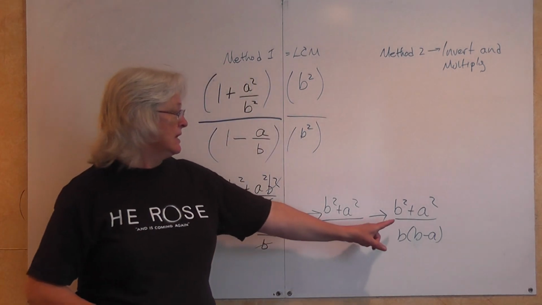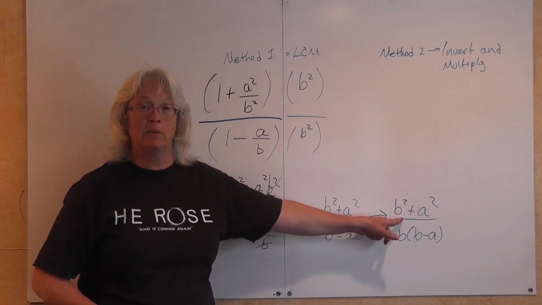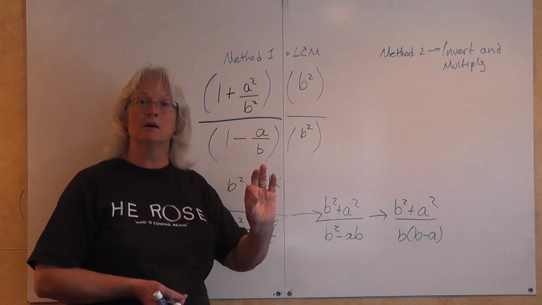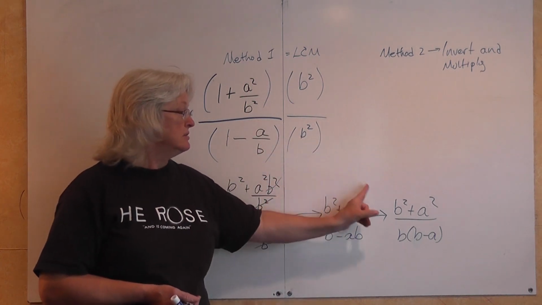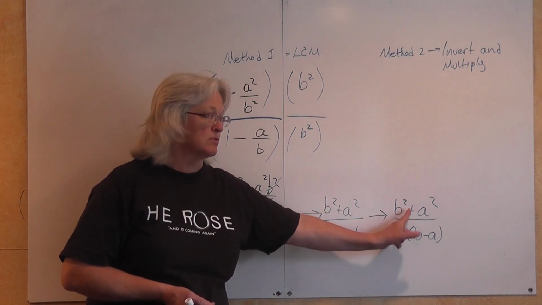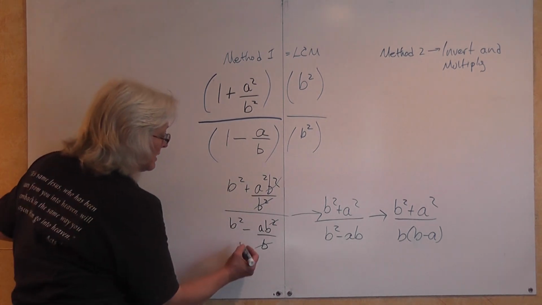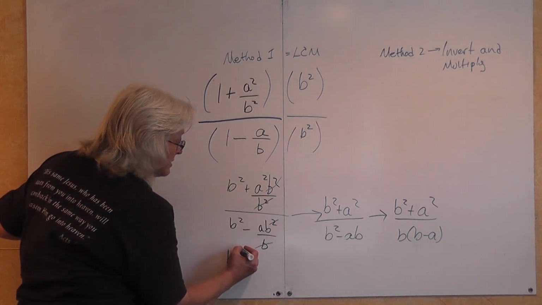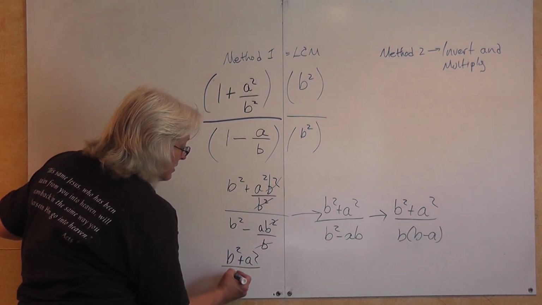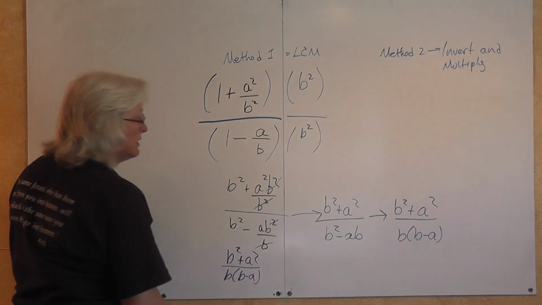Now you might be saying, you didn't factor this. This should be b plus a times b minus a. No, what we have right here, this is the sum of two squares. So the difference of two squares would factor into b minus a, b plus a. So there's nothing that you can cancel. You go ahead and write this down here for our solution. B squared plus a squared over b times b minus a.